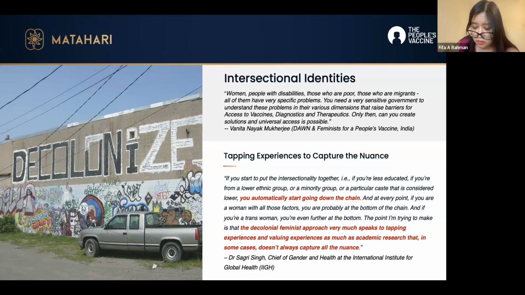And therefore, you need a decolonial feminist approach that speaks to tapping experiences and valuing experiences as much as academic research, which doesn't always capture the nuance. And this really translated into our recommendations on why a gender lens at the outset of pandemics is incredibly important, because if you don't look into all these factors, you are going to miss having these people access important services.